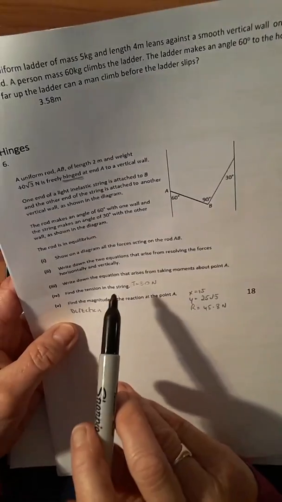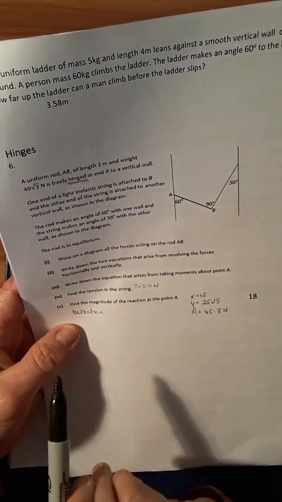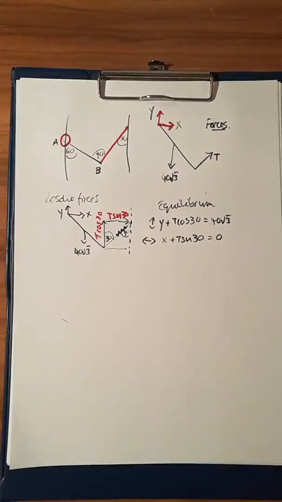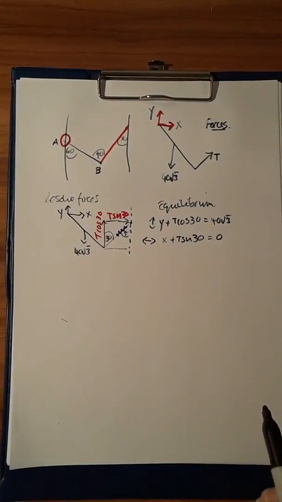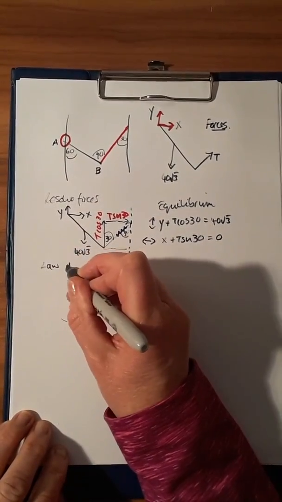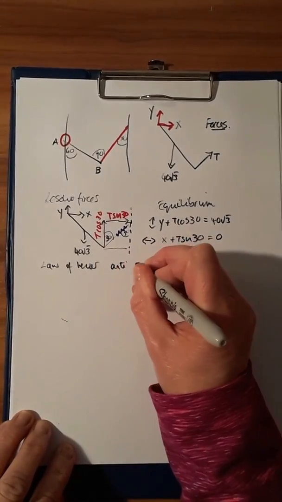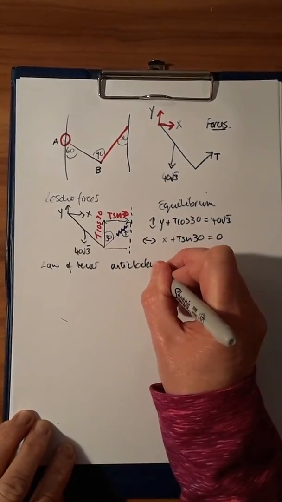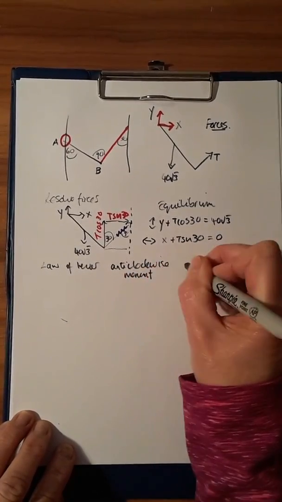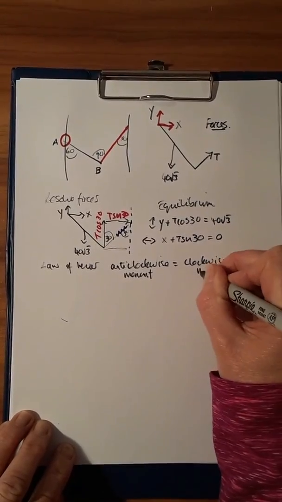Now it says, write down the equation that arises from taking the moments about point A. Okay, so we're going to use the law of the lever now to do this part. In order to do the law of the lever, remember, I've got to say that the anti-clockwise moments equal the clockwise moments. And to get a moment, I'm going to need a distance for each force.